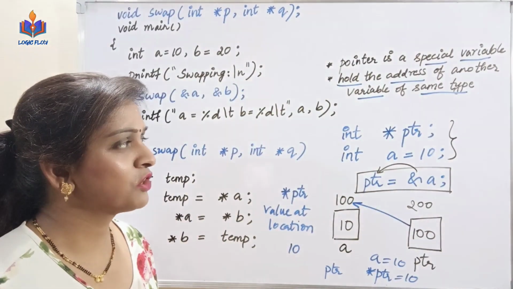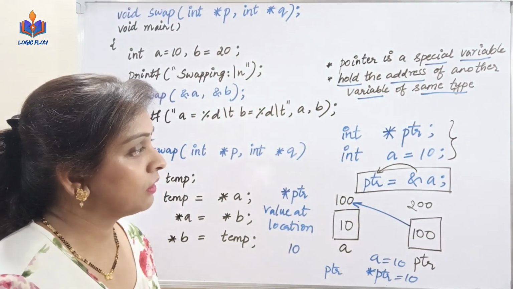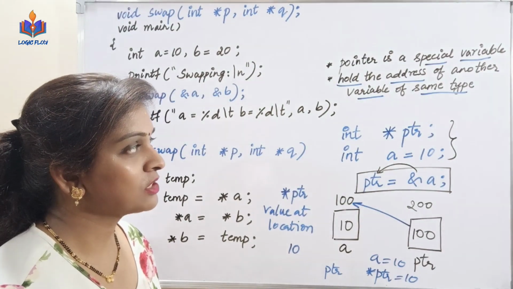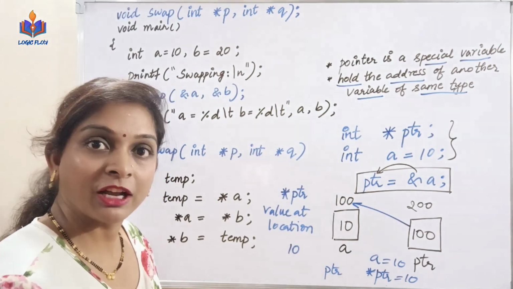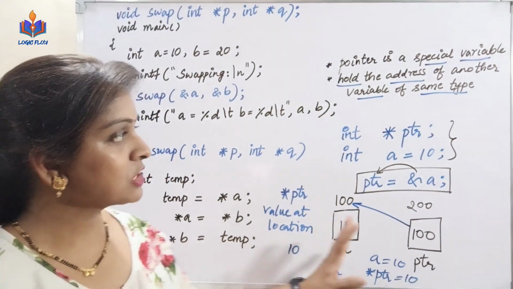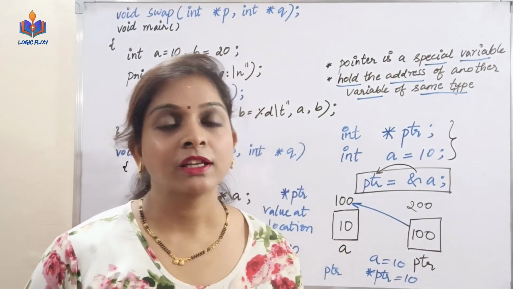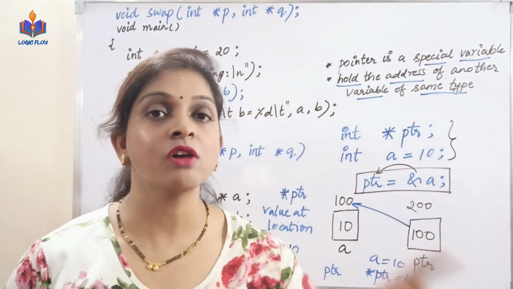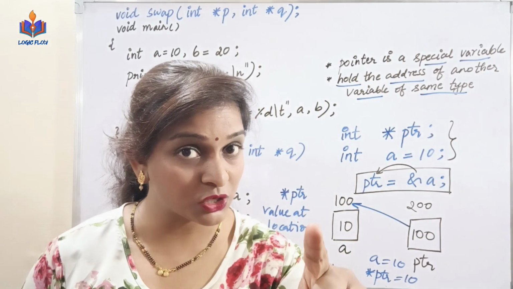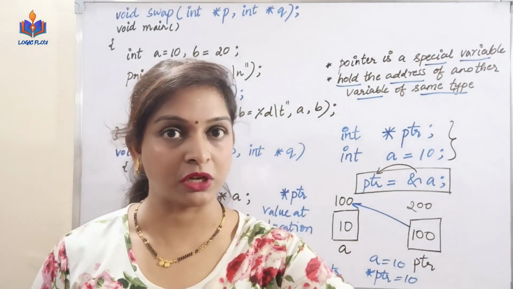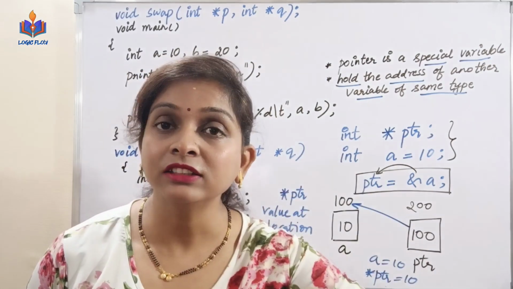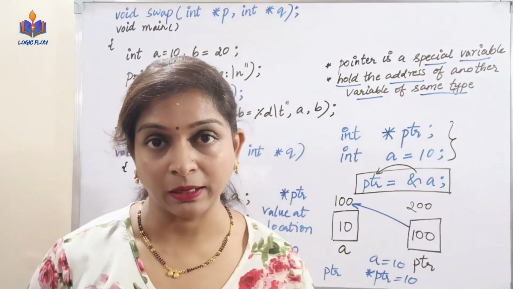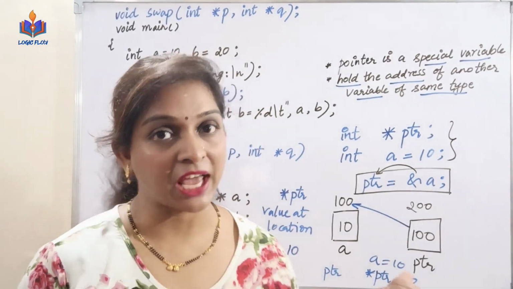Hope you have understood this small explanation on pointers. We will have a detailed explanation on pointers in a separate video. Just know what a pointer is. It's a special variable that holds the address of another variable, with one constraint: it should be of the same type. That you should remember. How do we represent that? With the asterisk symbol.